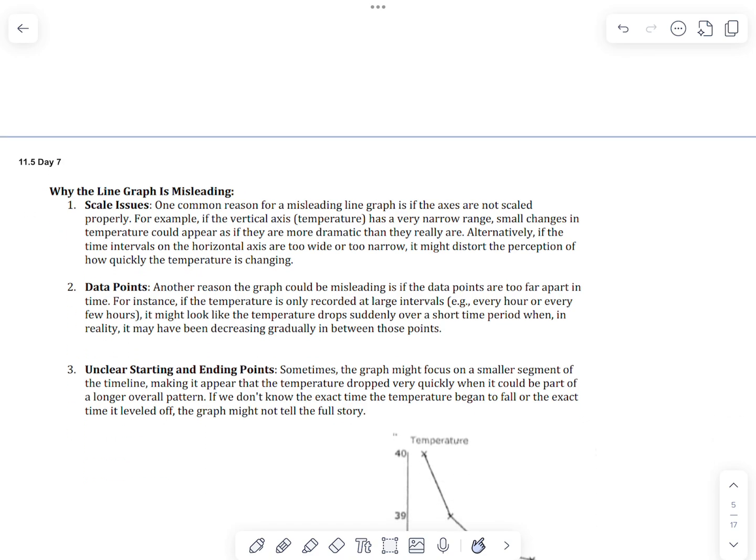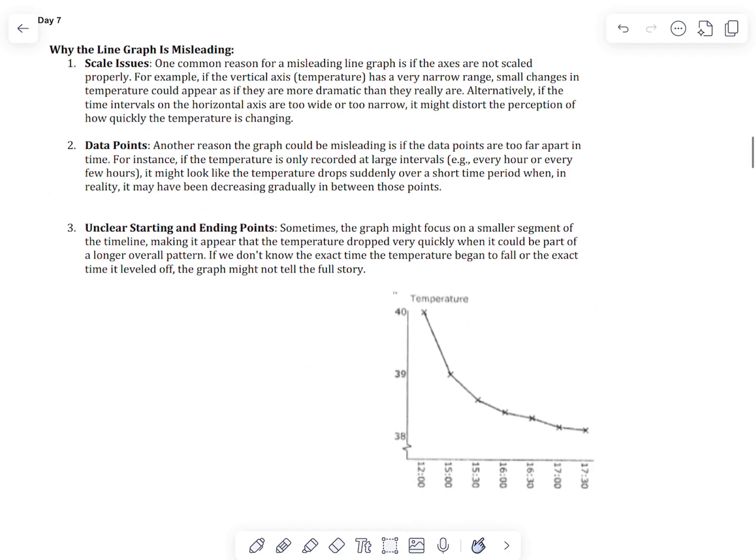Okay, why is this line graph misleading? Number 1, scale issues. One common reason for a misleading graph is sometimes the x-axis or the y-axis is not scaled appropriately. For example, if the vertical axis, the temperature, has a very narrow range, making small changes could make the temperature look more dramatic than it really is. Alternatively, if time intervals on the horizontal axes are too wide or too narrow, it might distort the perception of how quickly the temperature is changing.